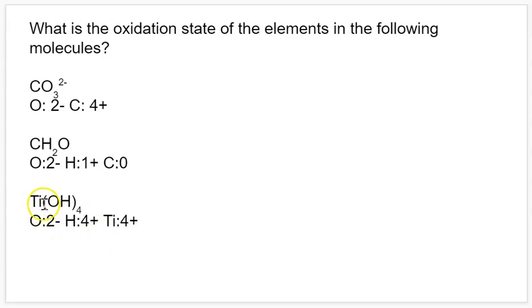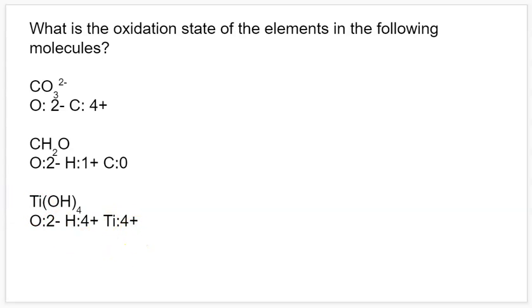So in this one, Ti(OH)4, let's look at this one element at a time. We know how to predict O and H. So O is 2-, H is 1+. So 2- plus 1+ makes this OH part overall -1. And then I have -1 times 4. So I have 4- from the hydroxide part. And since this is a neutral compound overall, that means that the titanium in this case must be 4+ to balance it.